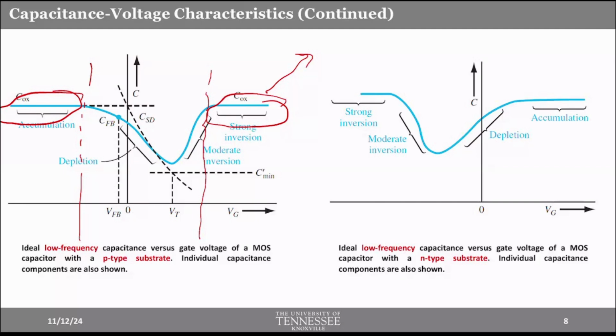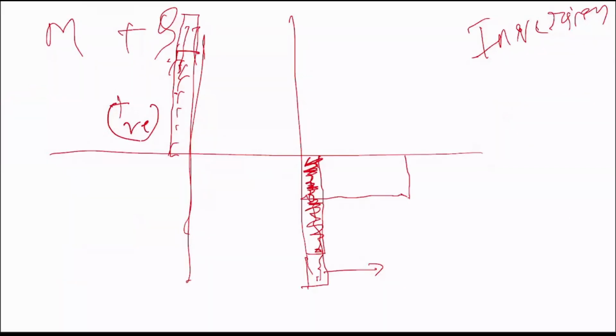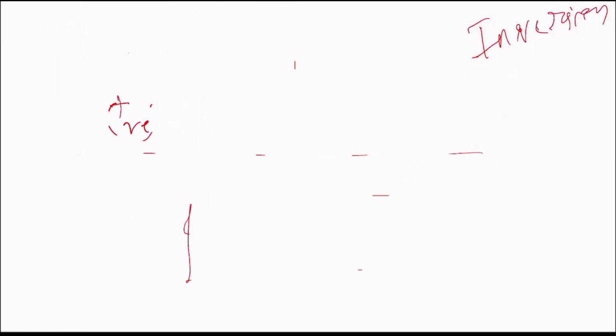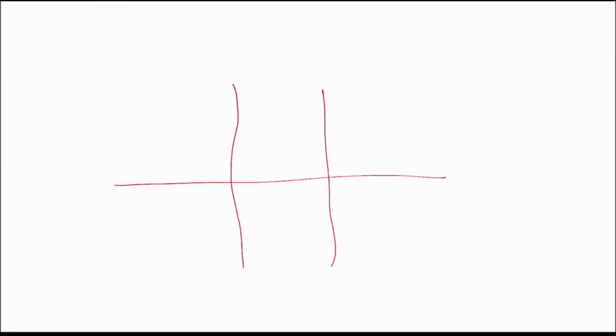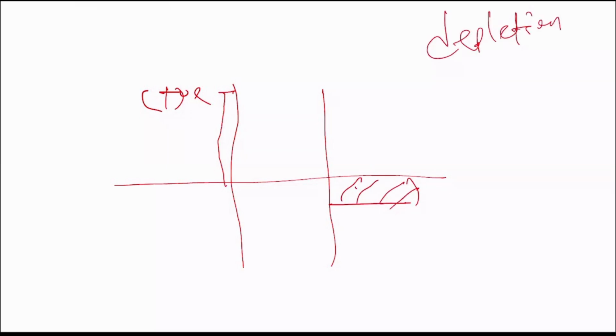So what happens actually? Think about it. Let's put it this way. When we applied a very small positive voltage, what really happened? Did we have any inversion? Did we have any free electrons? Remember, when we applied a small positive voltage, we only had a depletion layer, right? I'm talking about the depletion region. Are you guys with me?